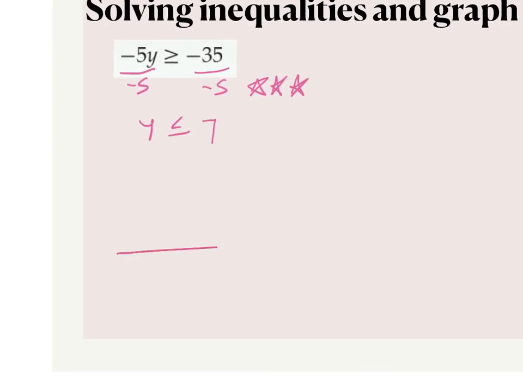So now when we graph this, are we going to put an open or closed circle? Closed. And are we going to go to the left or to the right? Left, because we're talking about all numbers less than or equal to 7. So we go left.